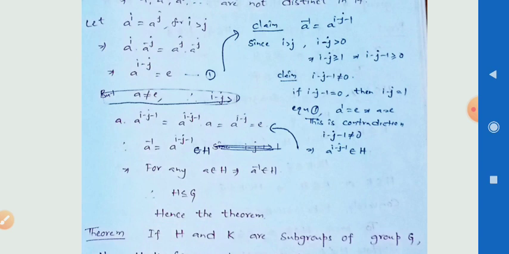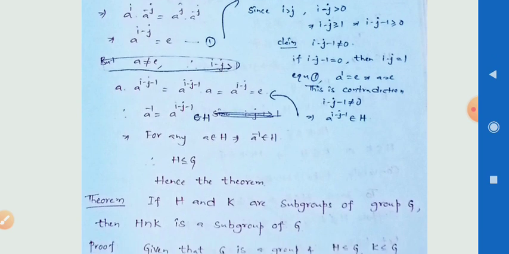Assuming i minus j minus 1 is equal to 0, I am getting a contradiction. Therefore i minus j minus 1 is not equal to 0. Therefore a^(i-j-1) belongs to H. For this we get a inverse is equal to a^(i-j-1). Therefore for any element a belongs to H, a inverse also belongs to H. Therefore the inverse property is clearly satisfied. Therefore H is a subgroup of G.